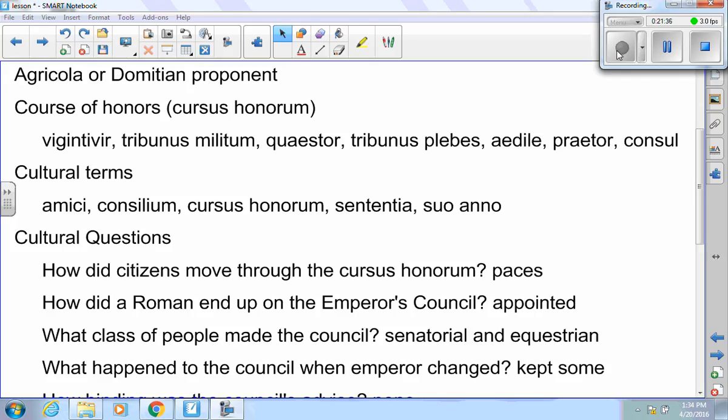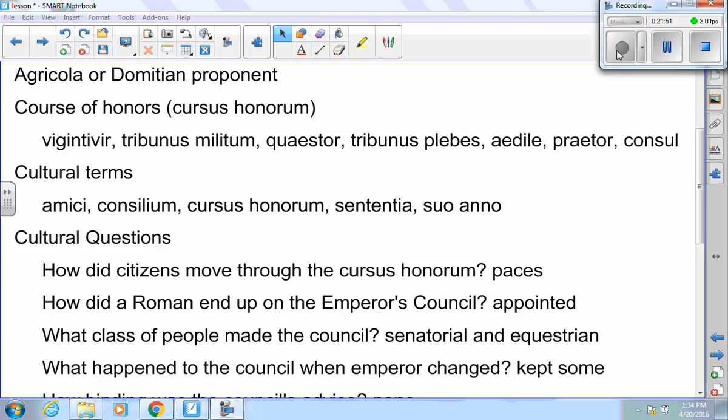Make sure that you know, number one, what the cursus honorum is, and what each one of the spots within the cursus honorum is responsible for. For example, the vigintivir, he's going to manage the prisons. He's going to manage, I don't understand this, but prisons and minting of coins. That definitely goes together. Criminals and money.